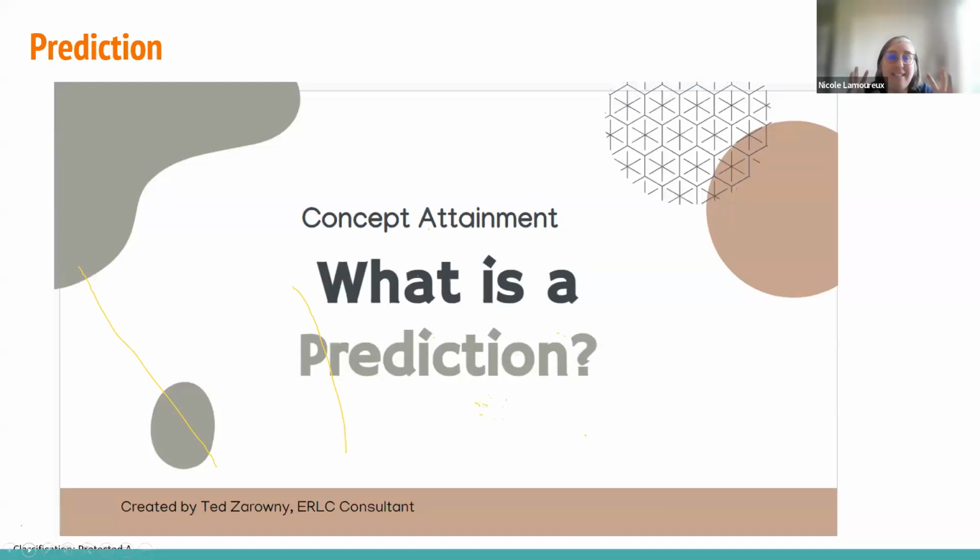So Ted created this. I love it. And it is attached. I know he probably has it in his handout as well. It's a concept attainment. And Ted, I'm going to share how to do it, but if you want to step in, by all means, please do so, because this is your baby. I showed one for grade 1, and then we made an adaptation for grades 2 and 3, because they're a little bit older and could probably do a little bit more.